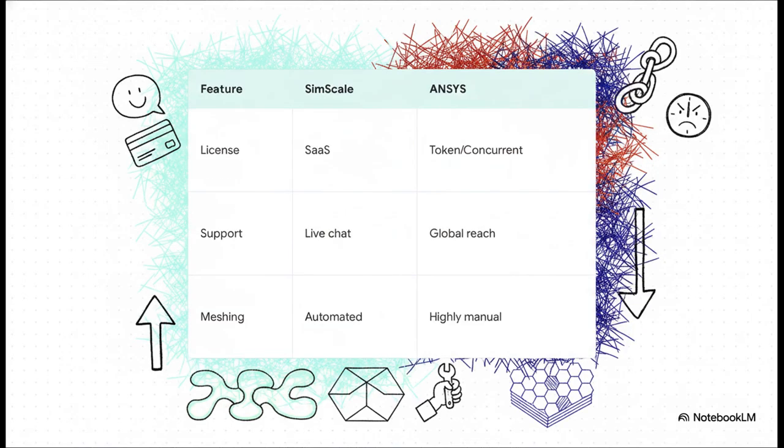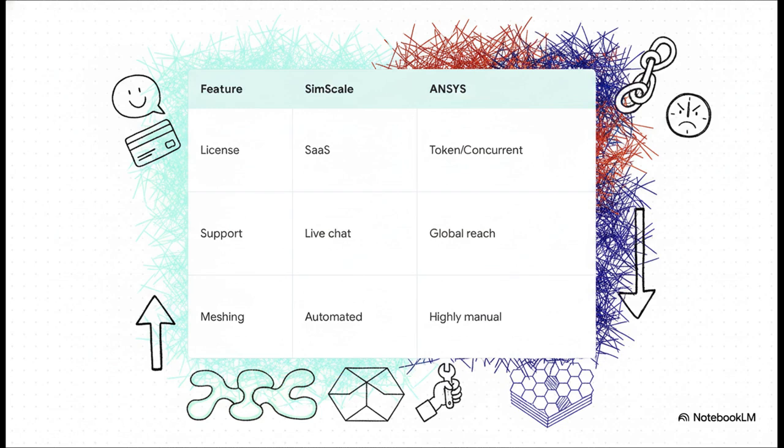And the purchasing and support experiences? Yeah, they differ wildly too. Buyers consistently praise SimScale's transparent SaaS pricing and their live chat and video support. Conversely, ANSYS buyers often face real procurement pain points with complex token and concurrent licensing models, and sometimes report pretty slow resolution times for licensing issues.